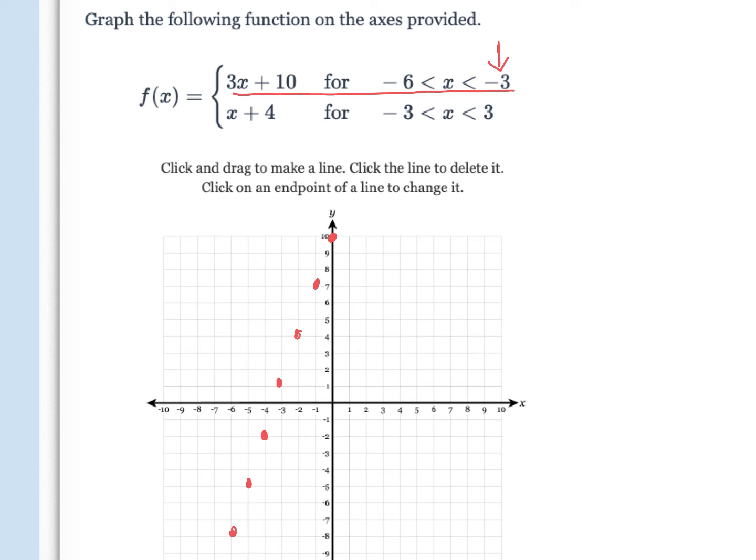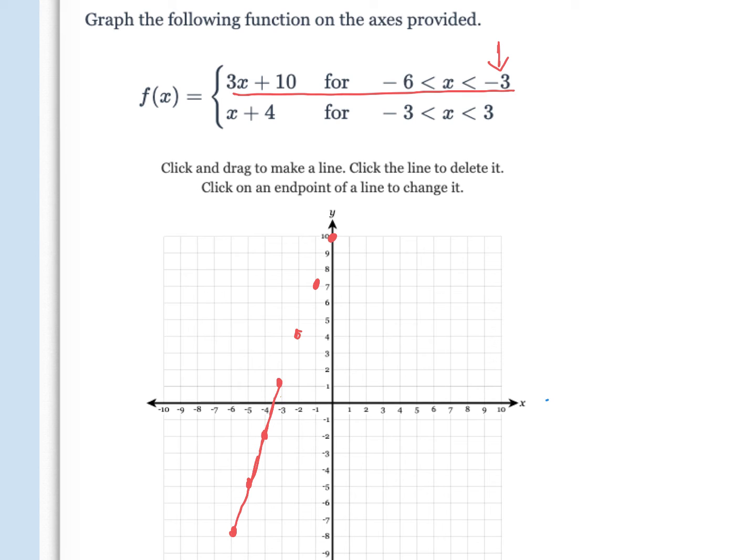And what you'll see is I'm only looking for the domain from negative 3 to negative 6 on x. It's always the x line because the domain is your inputs. So I really only want to capture that piece of this graph. So it'll be right here. And I can erase those spots.